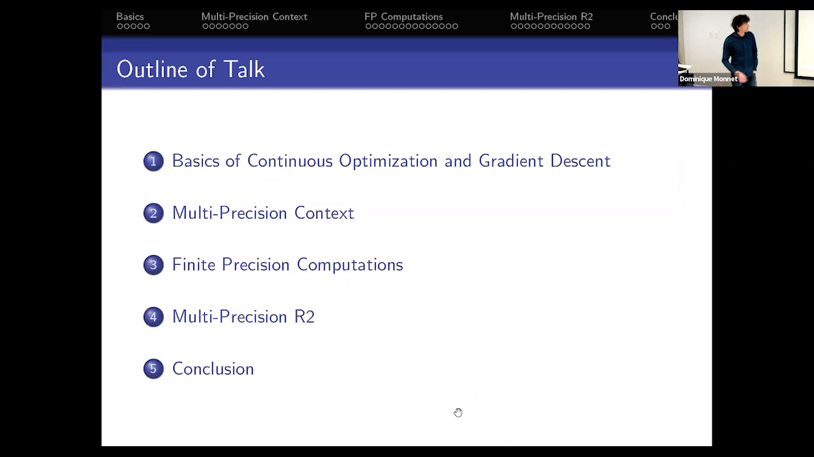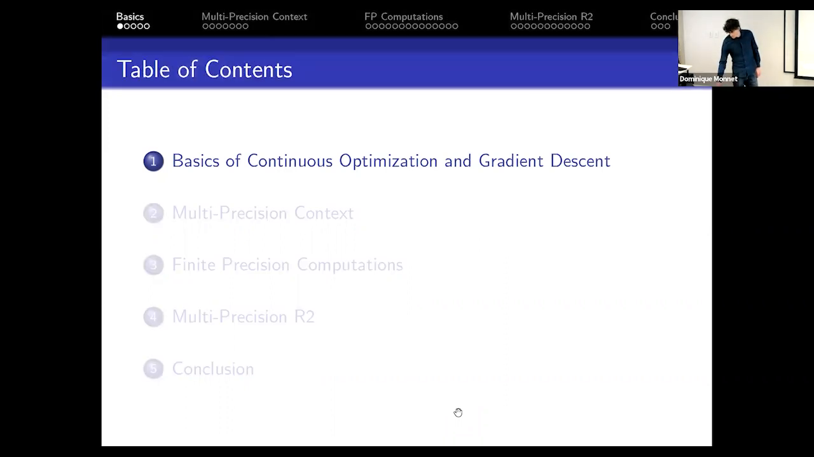So this is the plan of the talk. First, we're going to see basics of continuous optimization and one particular algorithm to solve continuous optimization problems, which is gradient descent. Then I'm going to give you some context about multi-precision computations. And then we're going to move to the particular context that we're interested in, this topic of finite precision computation, so basically any computation that's run on your laptop, and how we can include that with our gradient descent algorithm, which is called R2 in our case. So how can we adapt this gradient algorithm to multi-precision relative to finite precision on your laptop?